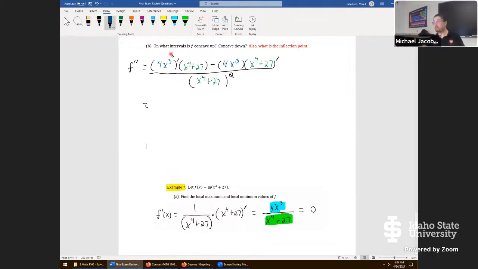This derivative is nice. This will be a 12x squared multiplying x to the power 4 plus 27 minus 4x cubed. This one is another nice derivative. This will be times 4x to the power 3.